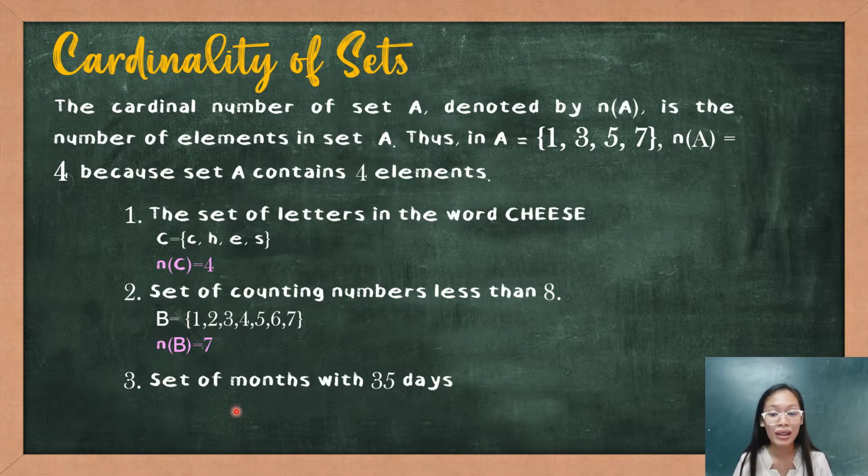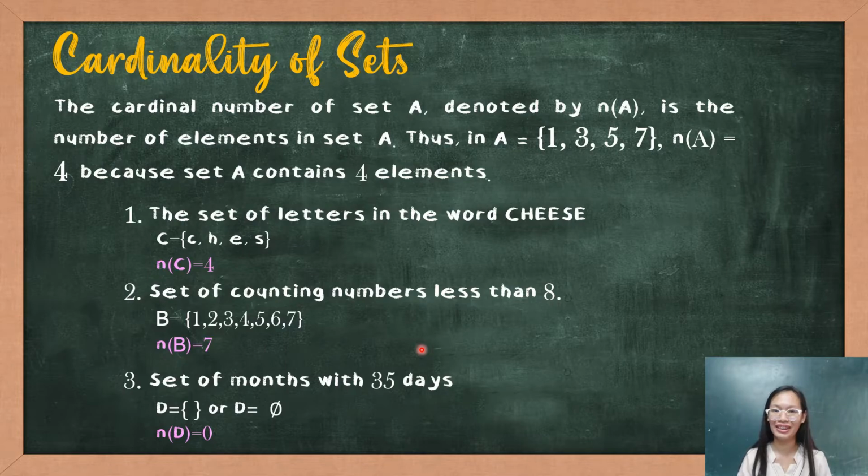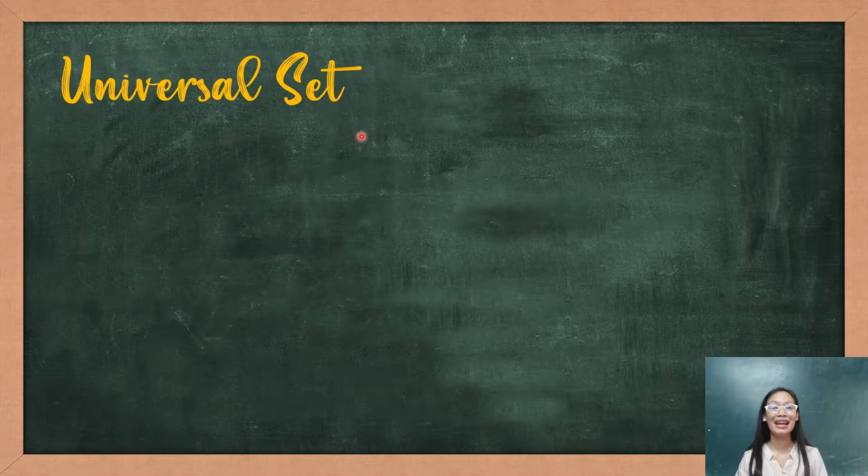Next, number 3. The set of months with 35 days. Naku, ma'am, wala namang ganyan. Bakit natin bibilangin yung cardinality? O, eto yung class. Kasi wala siyang laman. Since it is an empty set, wala tayong bibilangin kasi walang laman. So, its cardinality is equal to 0. Did you get it now? Good. Next, let's talk about another term, the universal set.